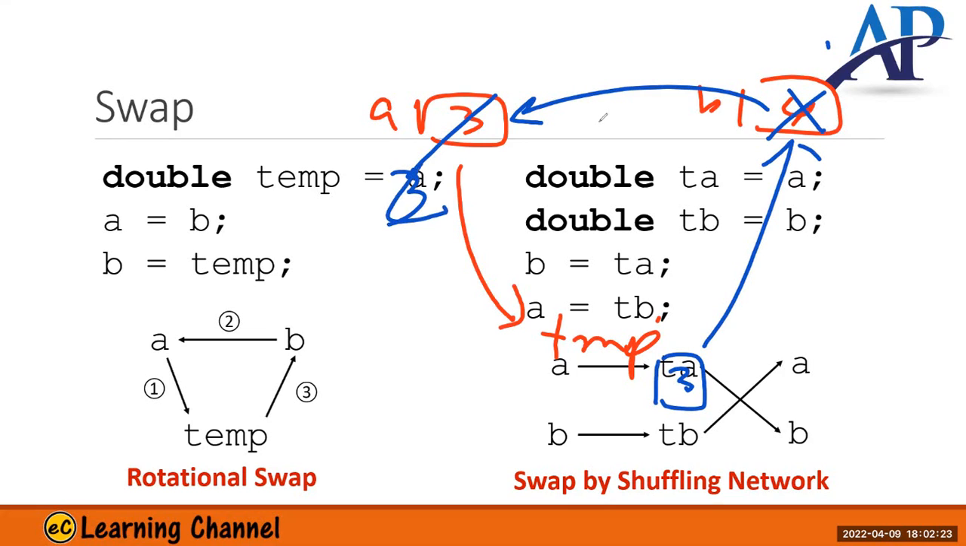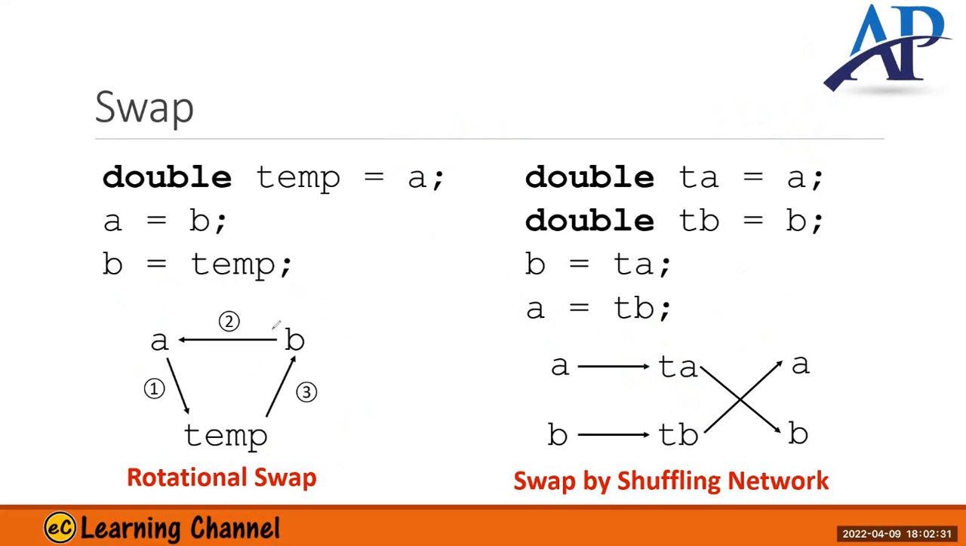Okay, I'm sorry, here you change it to 4. Here you change it to 3. So you will swap, okay? It's called a rotational swap, okay? It looks like a rotation.